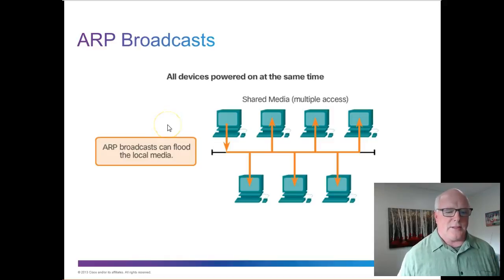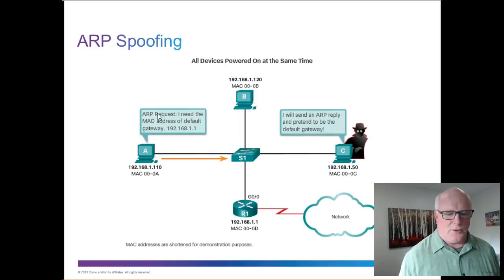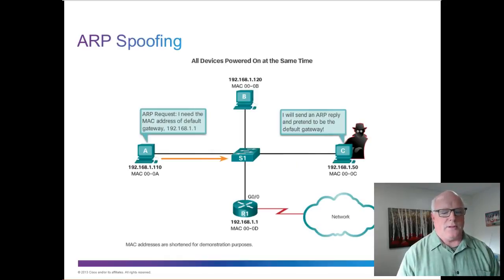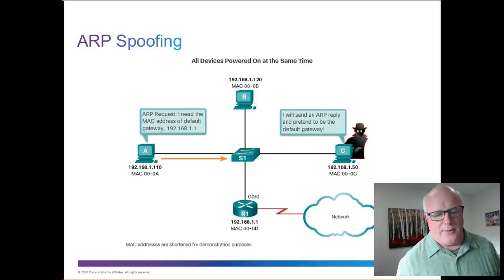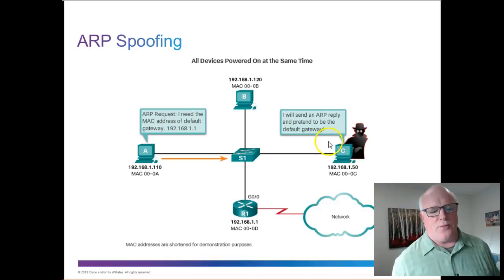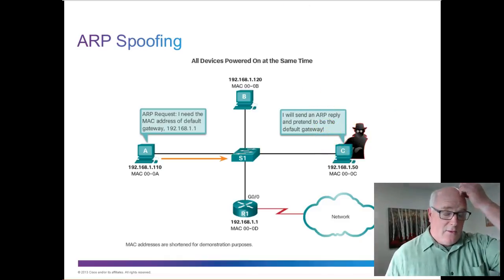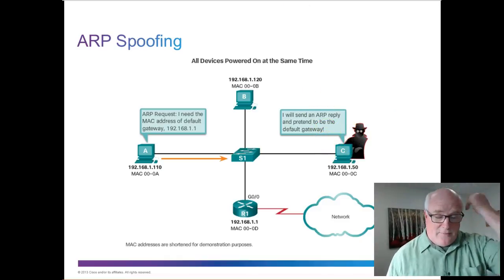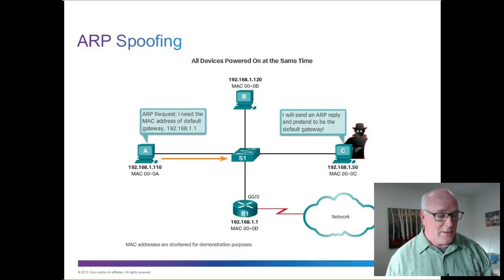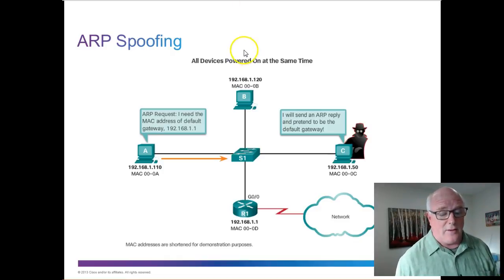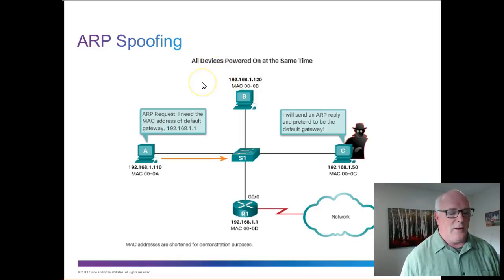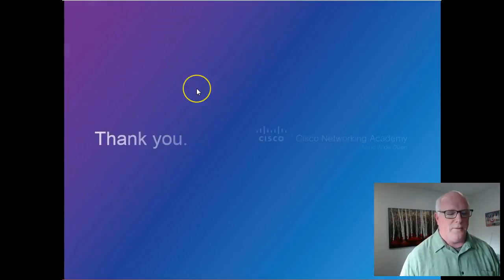ARP broadcasts flood out on media if they're on a hub, which isn't really true anymore. Now, there is a problem called ARP spoofing. When all devices come on at the same time, the bad guy over here can send an ARP reply pretending to be the default gateway. And if he pretends he's the default gateway, then all the devices send information to him instead of out onto the web, and you can have some serious malfeasance going on inside your network. So that's what ARP spoofing is.